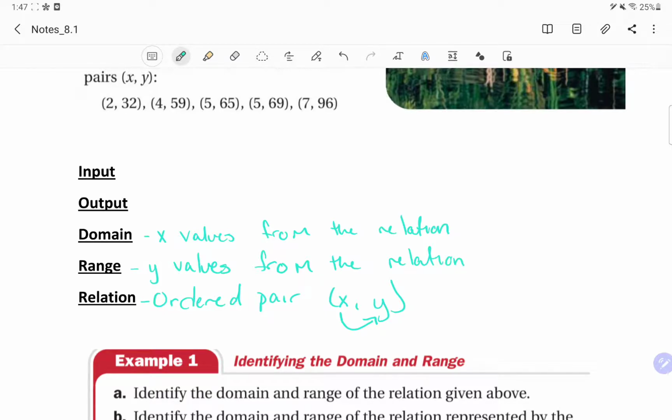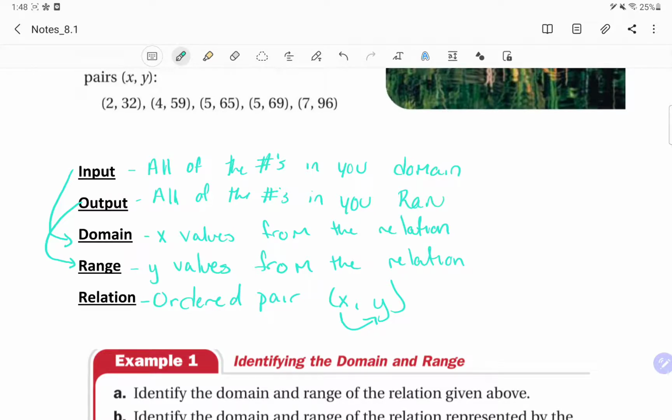All right. Your input are just all of the numbers in your domain. So they mean the same thing. And your output are all of the numbers in your range. All right, that's pretty much it for those definitions.